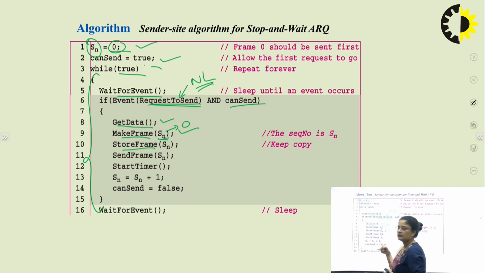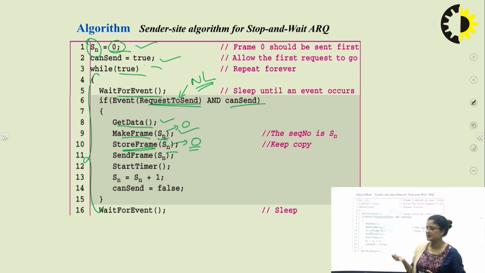Since we have to wait for an acknowledgement, if the acknowledgement is not received, we have to resend the frame. So we will not delete the frame once it is transmitted; we are storing the frame. Since initially SN is 0, we are talking about frame number 0 now. In the next transmission, it will move on to frame number 1. It stores the current frame, sends the current frame, stores it for backup, and sends it to the receiver.